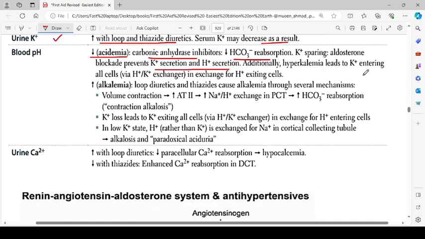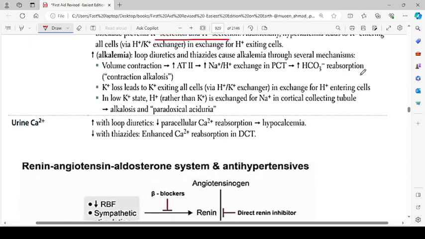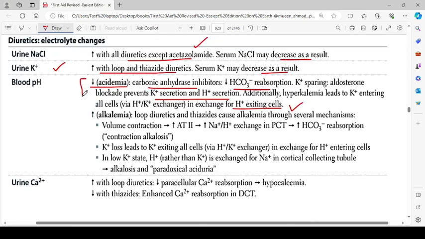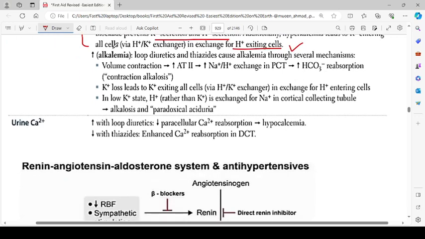Additionally, hyperkalemia leads to potassium entering all cells via hydrogen potassium exchange, and that can also cause hydrogen exiting the cells. So acidemia. Acidemia can be caused by carbonic anhydrase inhibitors like acetazolamide. Also, the potassium sparing aldosterone antagonists, specifically spironolactone, cause decreased hydrogen excretion, right? So that can cause acidemia. Increased alkalemia: loop diuretics and thiazide cause alkalemia through several mechanisms.